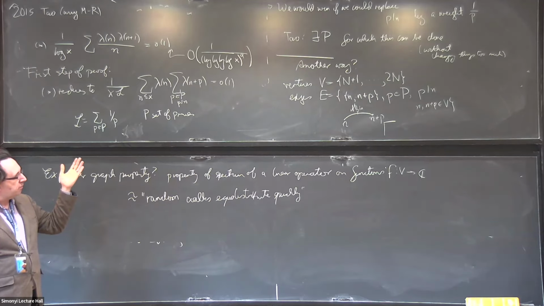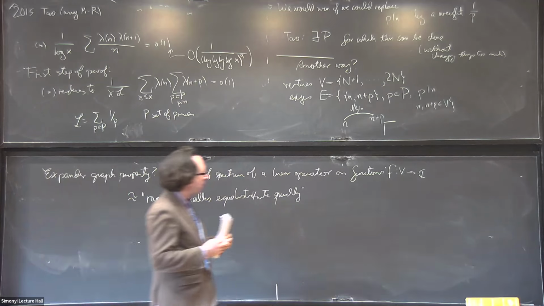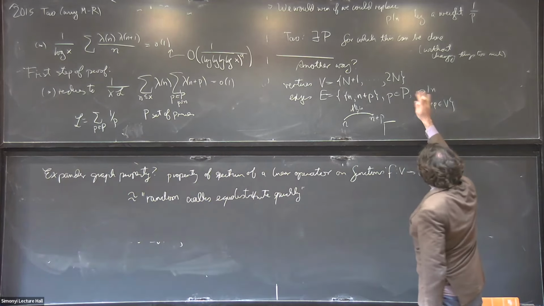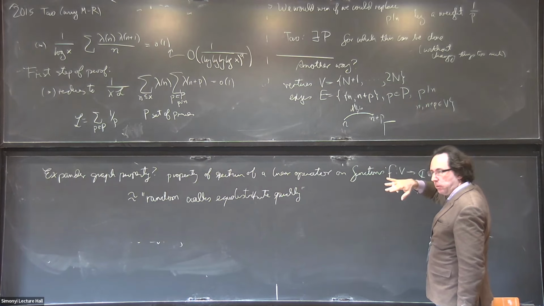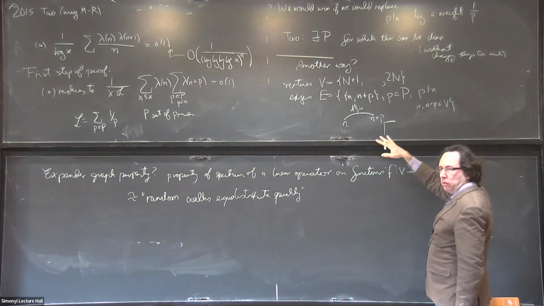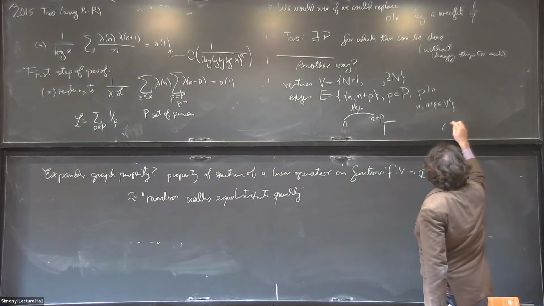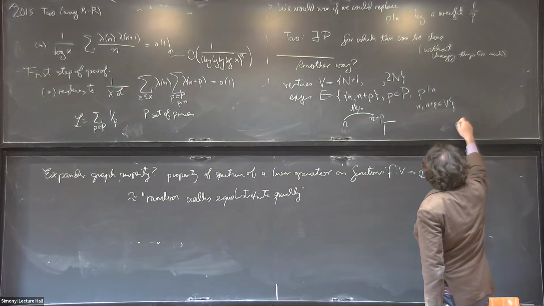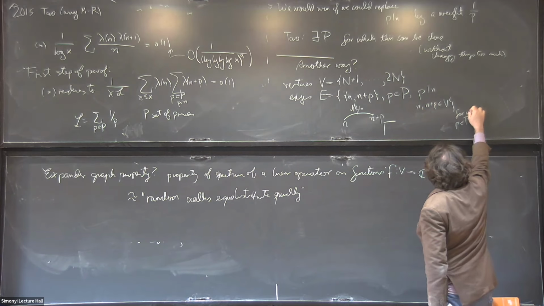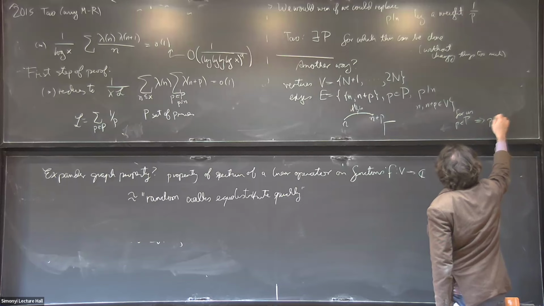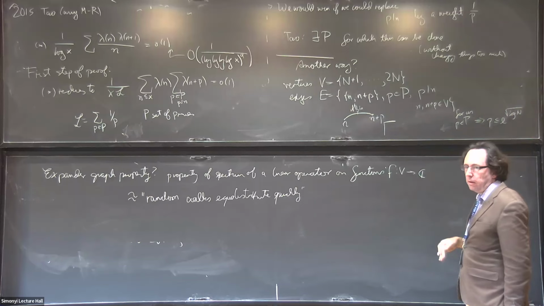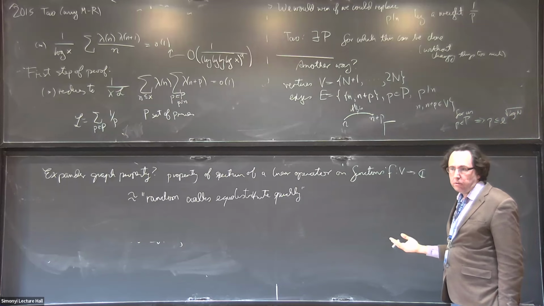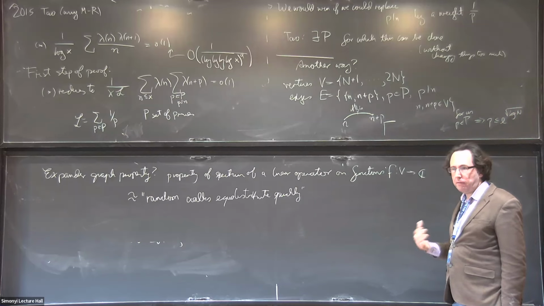Because to start with, for Chinese remainder theorem reasons, the primes in P cannot be too big. They will have to be relatively small compared to N. Tau considers only very short edges, like smaller than log of N. We managed to go, so for us, p in P, we have something much softer, but still it's small compared to N. So the edges in this graph are short. So there's no way you can equidistribute quickly everywhere.